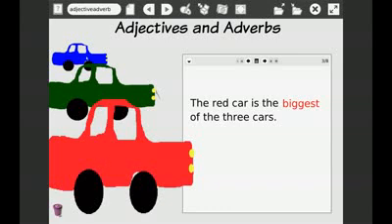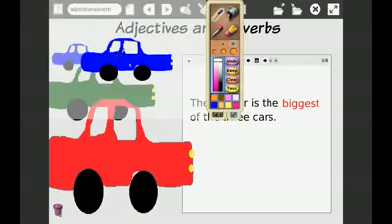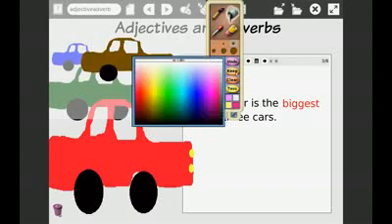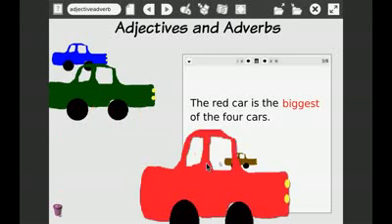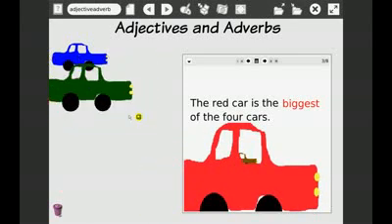And there could be 10 cars. For example, we could have another little car here, make it maybe kind of tiny. Let's make it brown. And of these four cars, we can still say that the red car is the biggest of the four cars. It's still a superlative adjective, and this could go on for infinity. Let's put our cars away. We'll need these guys in a minute.